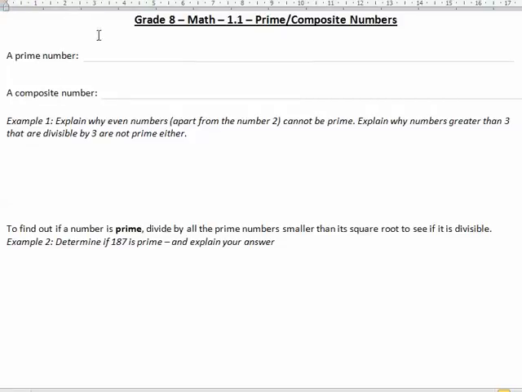So welcome to grade 8 math. We are looking at lesson 1.1, which is on prime and composite numbers. Let's look at the definition of the two of them, and let's take these down in our notes.